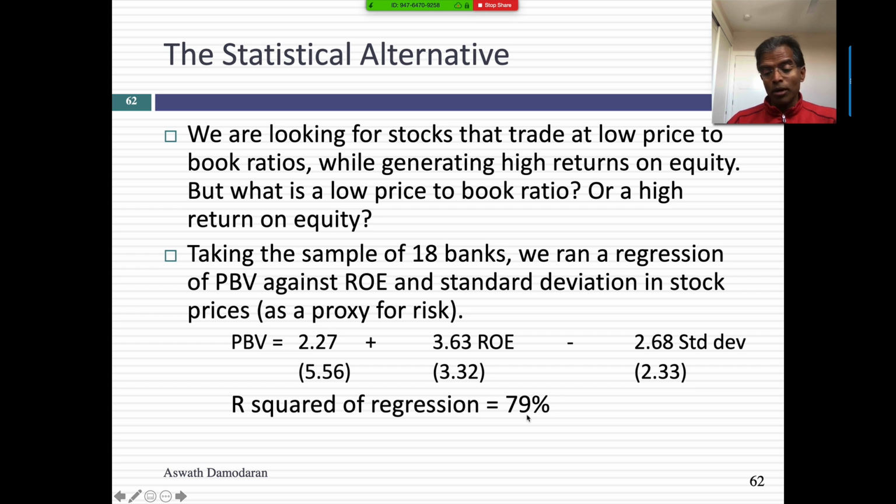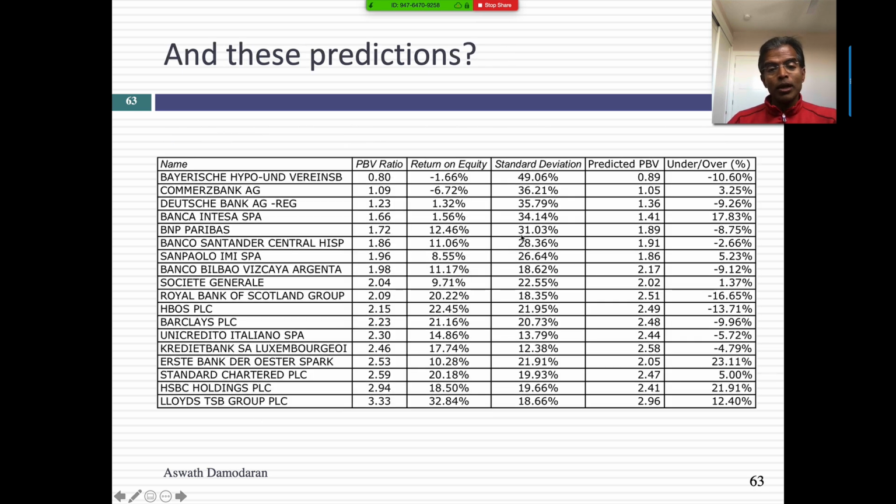Now here's what I'm going to do. I'm going to take each company's return on equity and standard deviation and plug it into the regression. The regression output came from running the regression. And here's what I get. For Bayerische Hypo, whatever, the German bank with a price to book of 0.80, if I plug in the return on equity and standard deviation, the predicted price to book I get is 0.89. So at 0.8 times book value, it is slightly undervalued by about 10.6%.